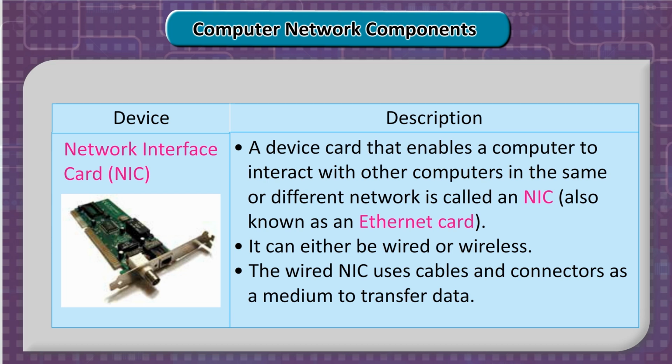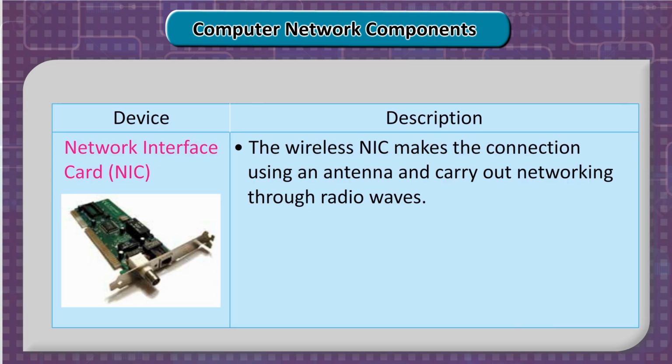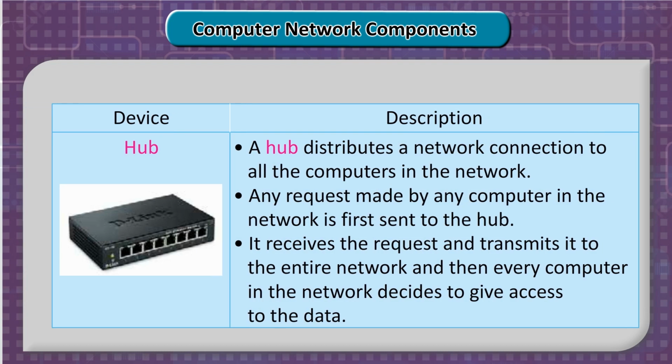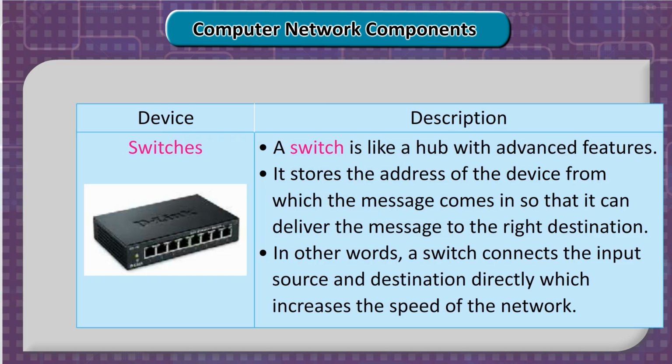The wired NIC uses cables and connectors as a medium to transfer data. The wireless NIC makes the connection using an antenna and carries out networking through radio waves. Hub. A hub distributes a network connection to all the computers in the network. Any request made by any computer in the network is first sent to the hub. It receives the request and transmits it to the entire network, and then every computer in the network decides whether to give access to the data.